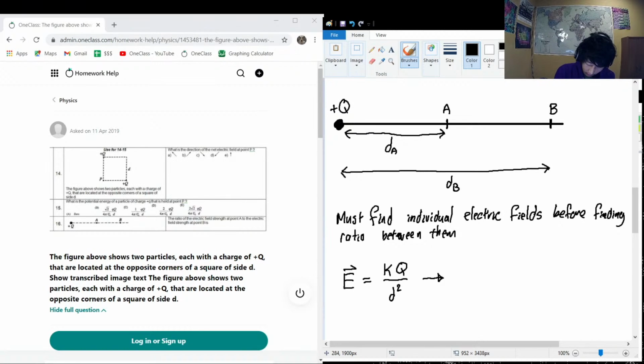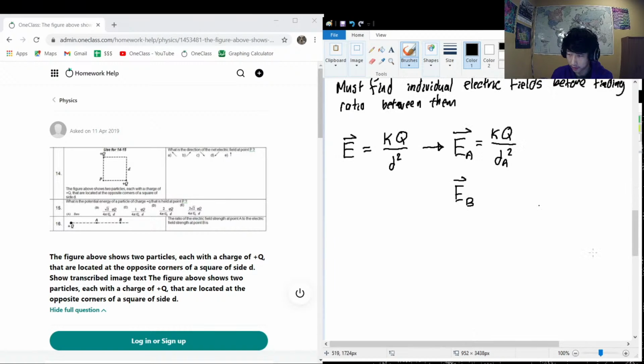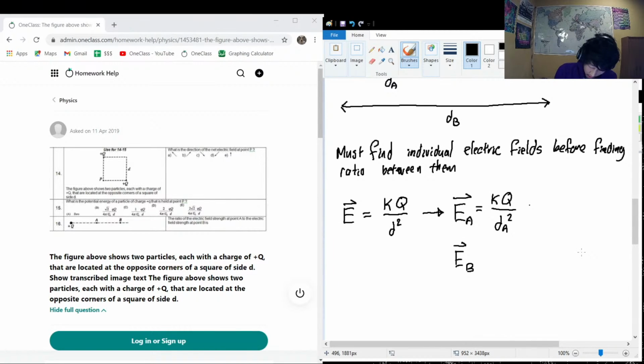Given this, for the electric field as observed from point A, this is going to be KQ over dA squared. For the electric field as observed from point B, it's pretty much the same thing, except we're using dB instead of dA. Fairly straightforward. So this is KQ over dB squared. Don't forget the squared. For electric fields, you have to square it.